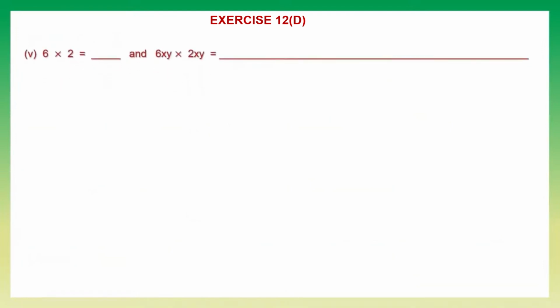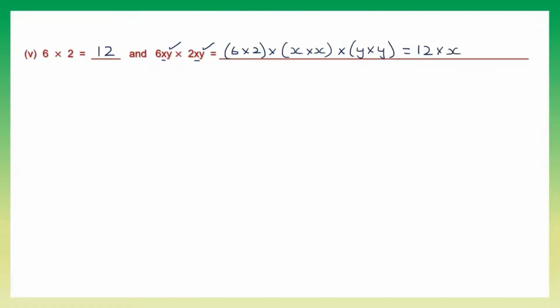Question 5. 6 twos are 12. And now let's take again the numerical coefficient. 6 into 2 into, we have 1x here and 1x here. So let's write that x into x. And then we have a y here and a y here. So into y into y. So 6 twos are 12 into x is 1 plus 1. So that is 1 plus 1 into y is also 1 plus 1. So what do we get? 12 x to the power of 2, y to the power of 2.